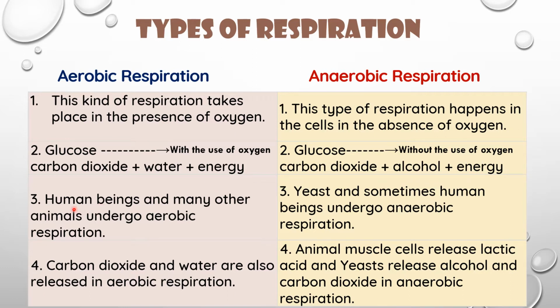Now some examples. Human beings and many other animals undergo aerobic respiration. And in anaerobic respiration, yeast, which is a fungus, and sometimes human beings undergo anaerobic respiration. Sometimes human beings, that we will see later. Now just understand the examples. Anaerobic respiration is seen in yeast and sometimes in human beings.